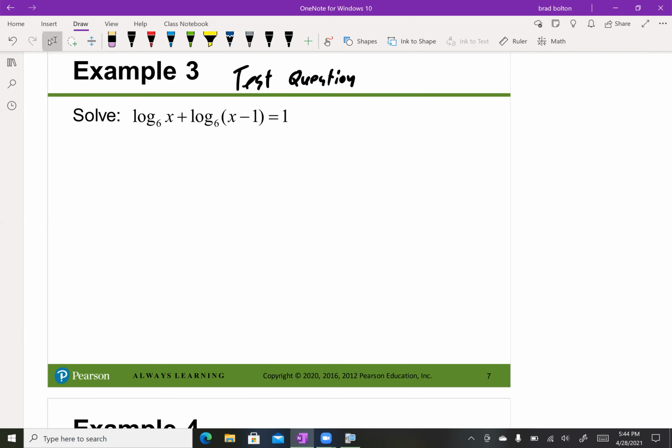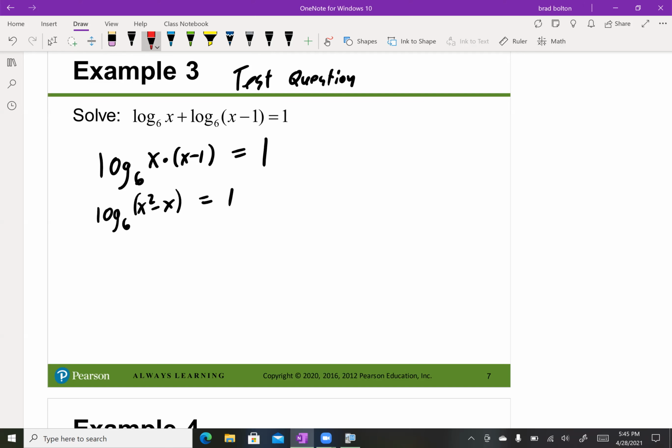So now this one, we're going to use properties of logarithms to help us. We see that we have two logs with the same base and they're being added. So there's a property that says I can do log base 6 of x times (x minus 1). Remember, when you have an addition of two logarithms with the same base, you can multiply their arguments. So this would become log base 6 of x squared minus x equals 1.